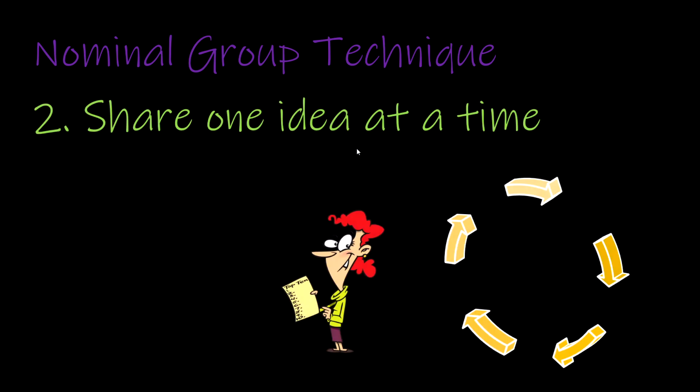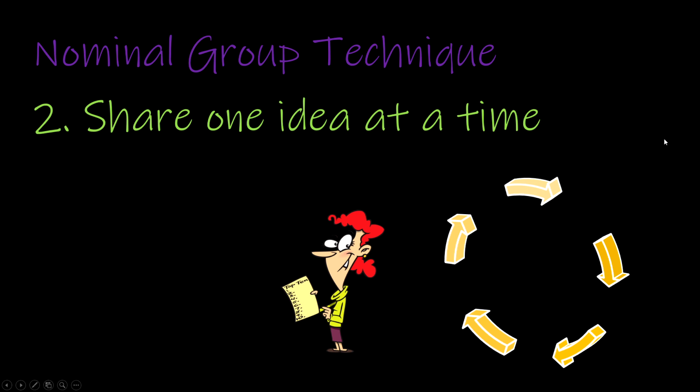Once all the ideas have been generated and we have our lists on our pieces of paper, we then share our ideas one at a time. As you'll see from the illustration here, we look to go around in a circle. So person one will share an idea, then person two will share an idea, person three, and so on until we're back to person one and they share their second idea.